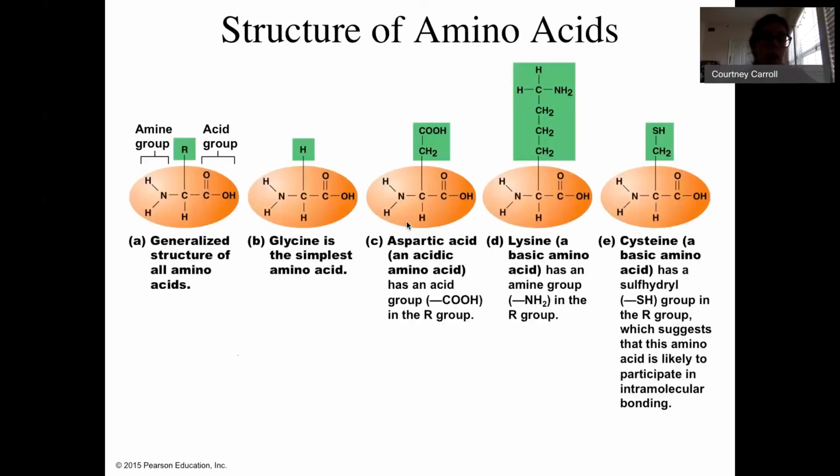This is what the amino acid looks like. They've got a standard amine and an acid. This is a carboxylic acid group. And the interesting thing about amino acids is this R group is what varies. So every single amino acid, there are 20 of them, they're going to have their own different R group that's going to give it its own fun chemistry.